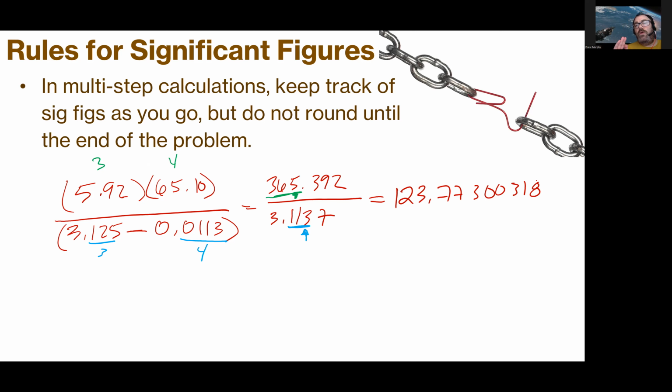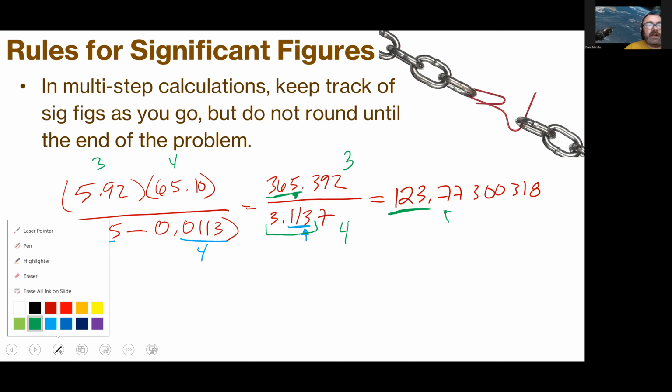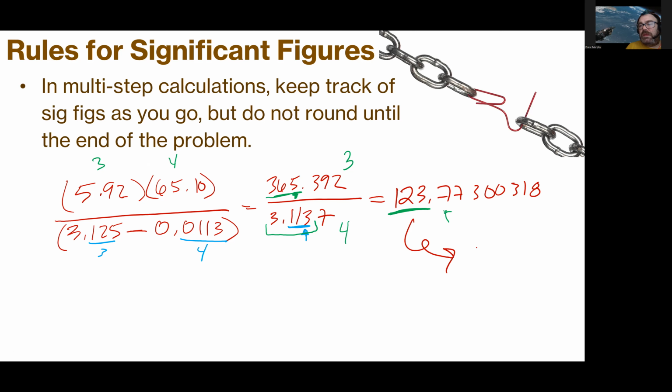Now we look at what we have. We divided at the last step. The top number has 3 significant figures and the bottom number has 4, because we're counting all of that. So our answer needs 3 significant figures. The next digit is a 7, so we round that 3 up. Our final answer should be 124.